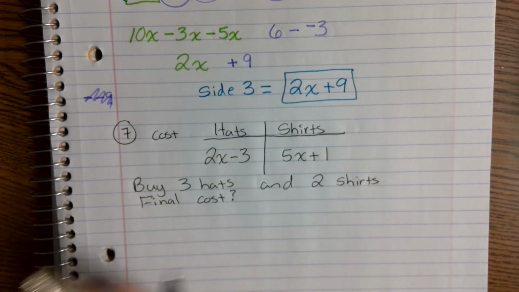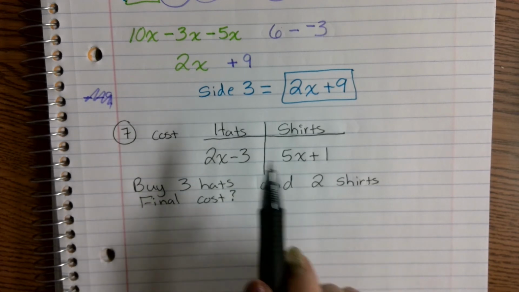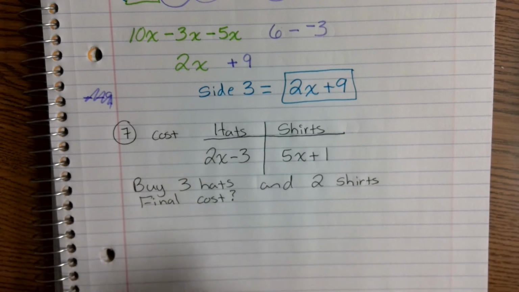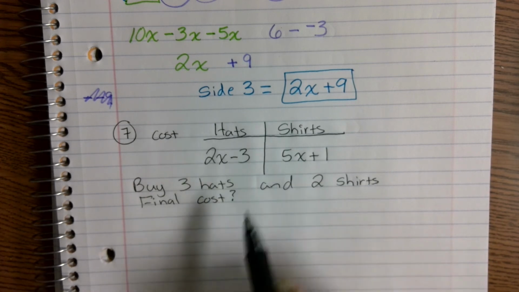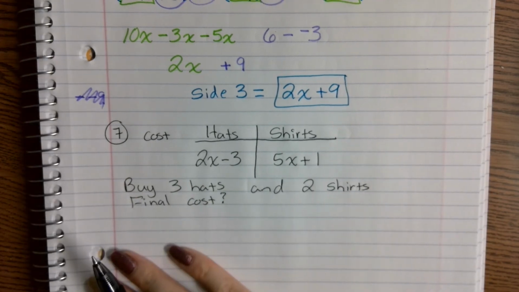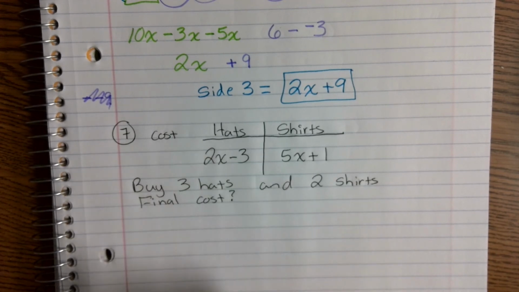So do I know what x equals? No. I don't have a value for x. I don't know what x is. I just know that hats are 2x minus 3, and I want to buy 3 of them. So how do I write that I want to buy 3 hats at the cost of 2x minus 3? What would that look like? What do you think, Joel?